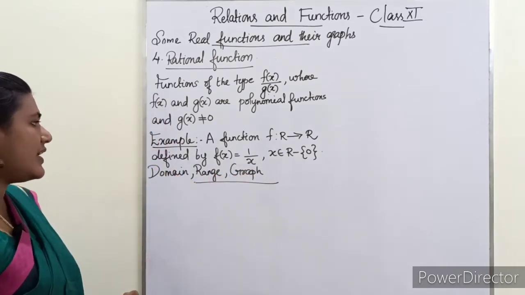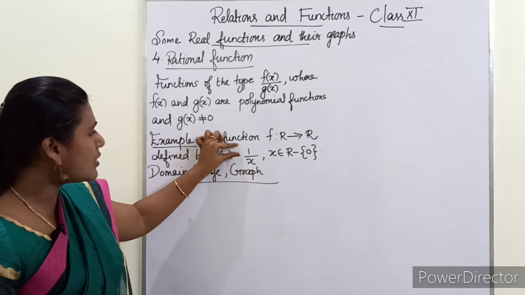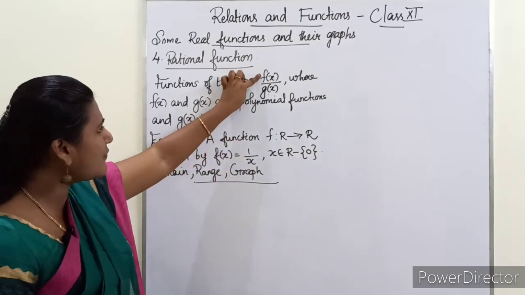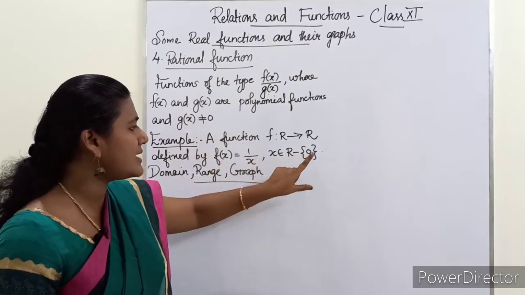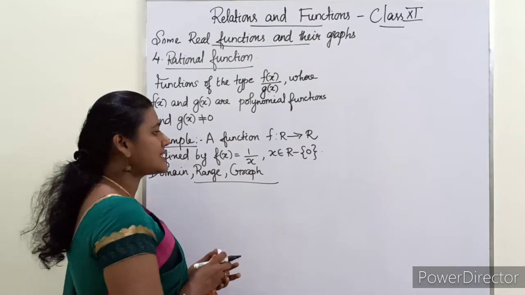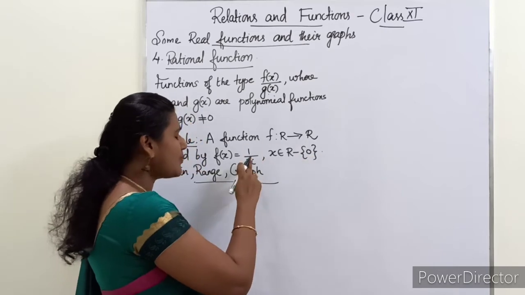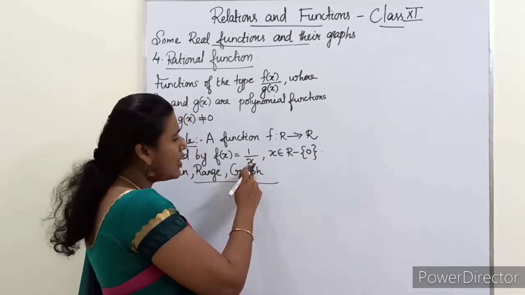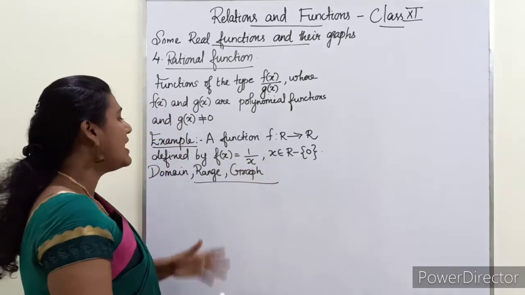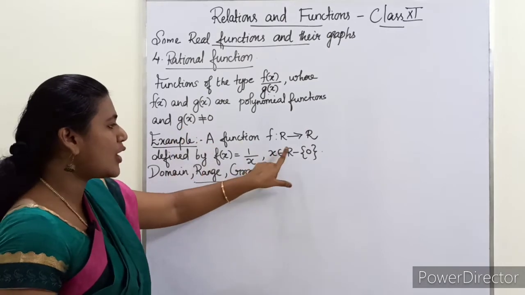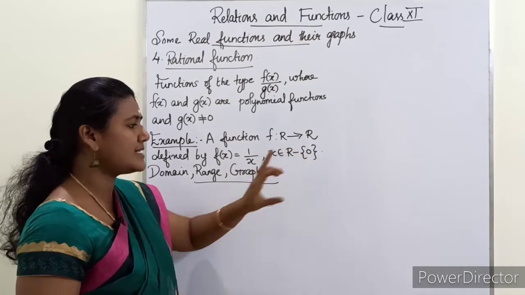So here the function f from R to R is a real function defined by f of x is equal to 1 by x. So it is of the form f of x by g of x, and here x takes values from R minus {0}. What is the meaning of R minus {0}? All the real numbers except 0. Why except 0? Suppose we take x equal to 0, then this function is not defined. For the value x equal to 0, the function is not defined, so x cannot take value 0. That is why we have written here x belongs to R minus {0}.